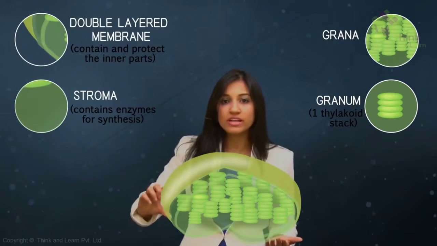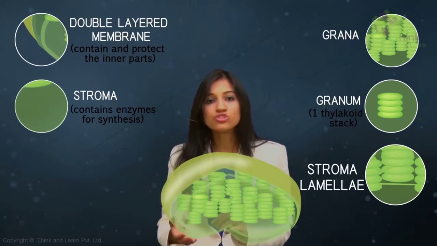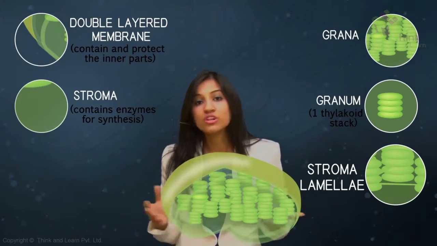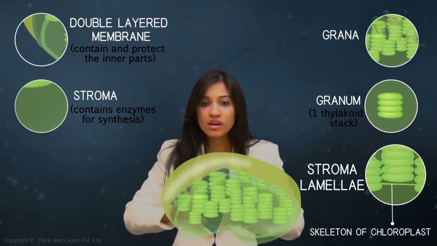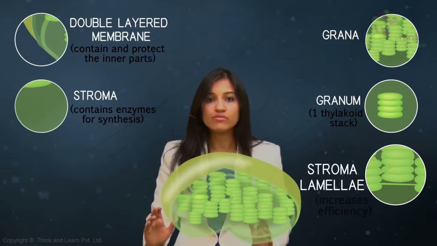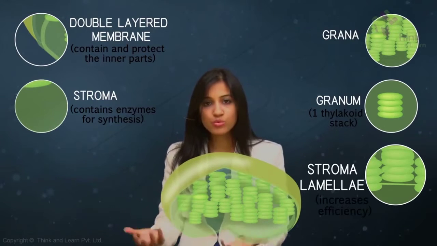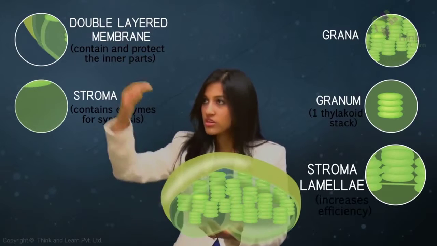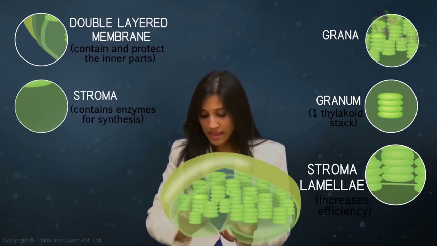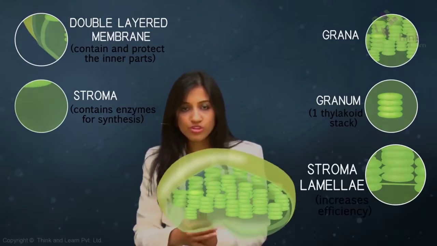The stacks of thylakoid sacs are connected. Can you see these connections? These are called the stromal lamellae. This is also called the skeleton of the chloroplast, keeping all of these grana a safe distance away from each other, increasing the efficiency of the organelle. So imagine that they were all bunched up together, lying on top of each other. It wouldn't be an efficient way to capture the sun's energy, right? So the lamellae do this neat arrangement work for the chloroplast.